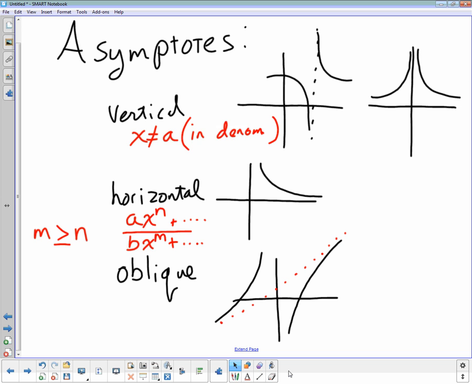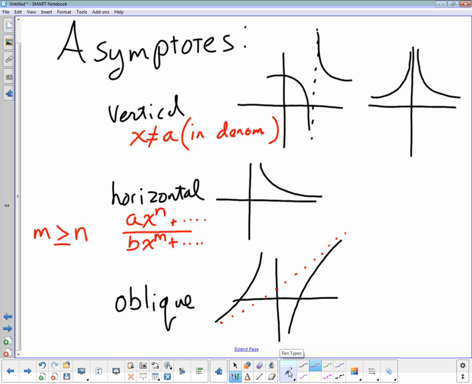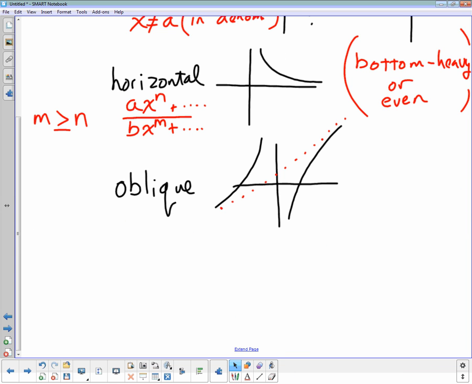So as this thing grows, my denominator is getting bigger faster than my numerator is. So you can think of this as bottom heavy or even, when I'm talking about my exponents. Does this make sense? Have we done this before? Yes. And here, my numerator is bigger, so this is top heavy.